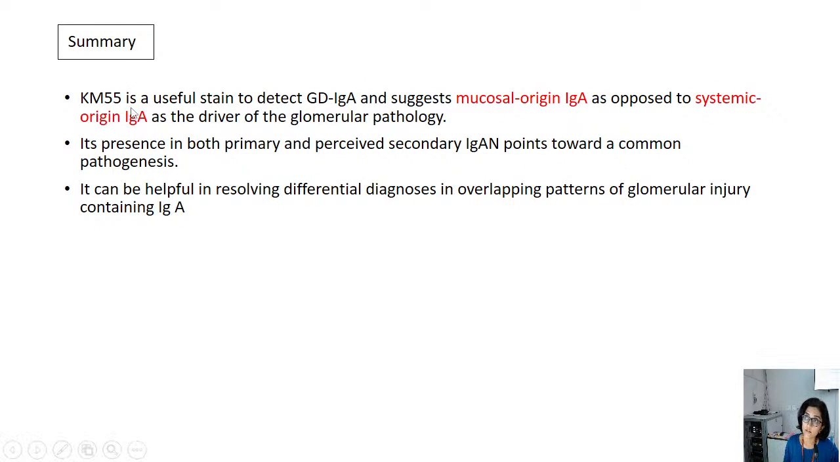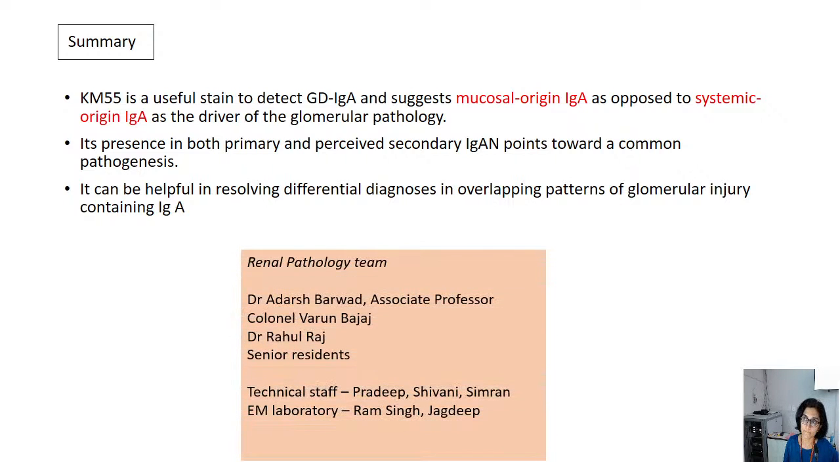So with a better understanding of pathogenesis, KM55 is proving to be a very useful stain. We are able to prove the presence of galactose deficient IgA and therefore mucosal origin as opposed to systemic origin IgA as a driver of the glomerular pathology. We understand primary and secondary IgA nephropathy much better, and we are able to resolve differential diagnosis when we have IgA on the biopsy. I'd like to just thank the renal pathology team, Dr. Adarsh, Dr. Varun, and Dr. Rahul, whose work I've presented, and the staff.